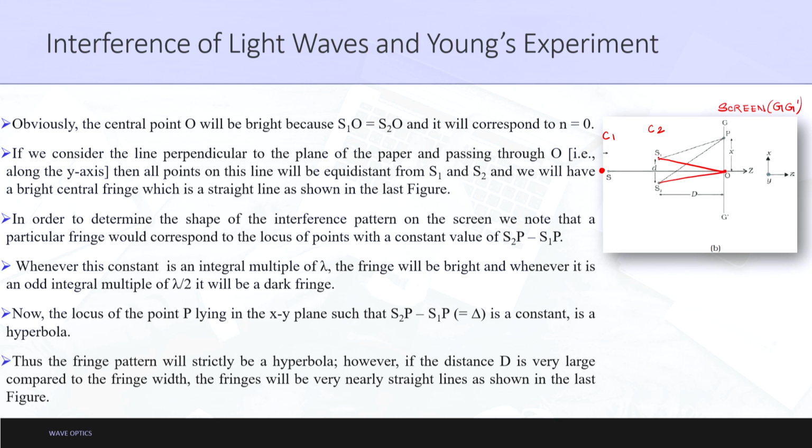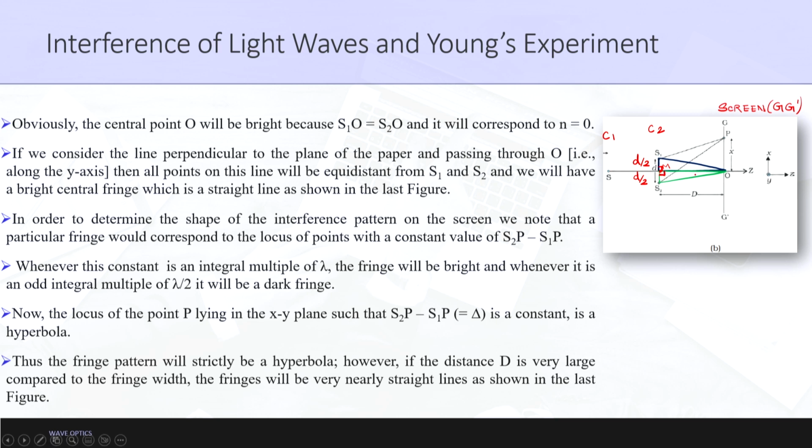So, even if we take the congruency of this triangle, let me try to make it using different colors. So, first of all, this is S1O for you and this is S2O for you. Quite evident that S1O will be nothing but d by 2, and this will also be d by 2. This distance, let me denote as some m value. So, this MO is common and this is 90 degrees.